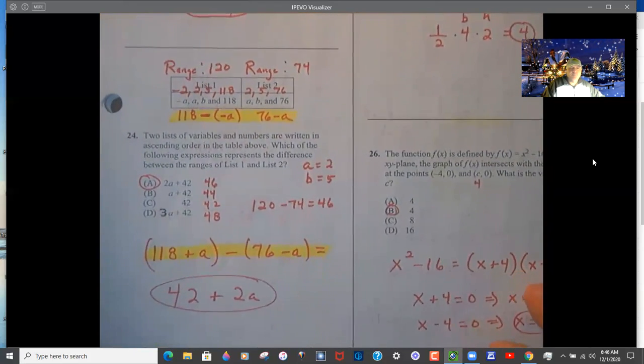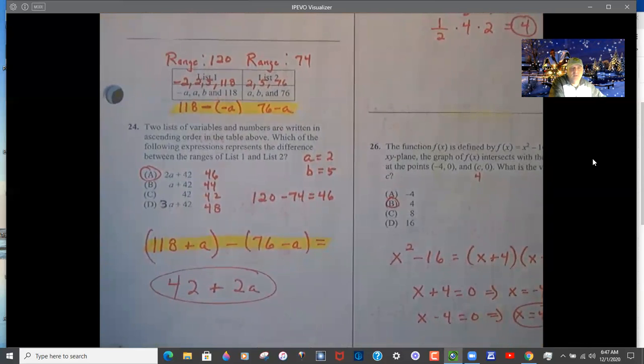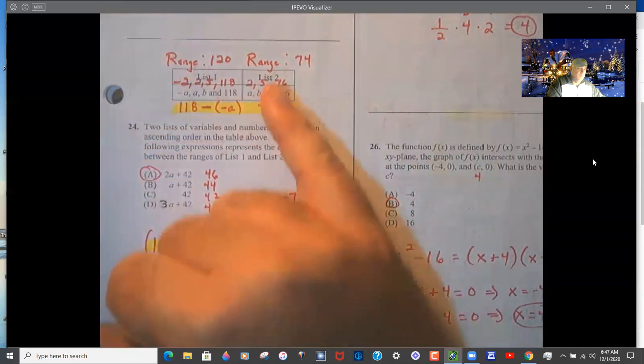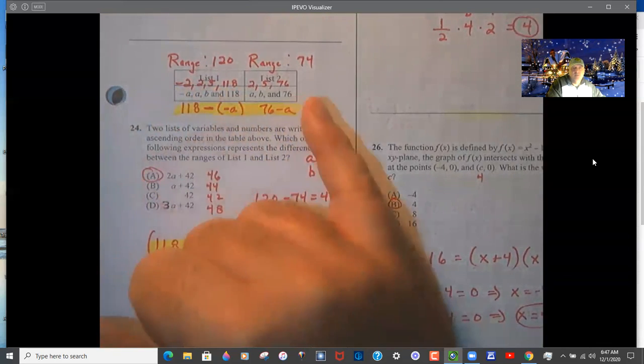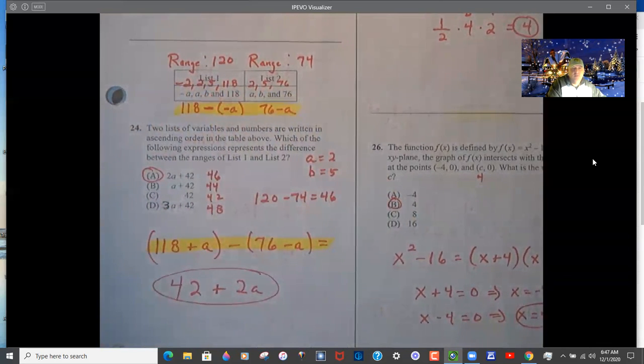Problem 24. There are a lot of different ways that you could approach this. You see the numbers game that I played here. You see the answer choices are variable expressions, so I just chose 2 and 5 for A and B, and I turned everything into a number. Which of the following represents the difference between the ranges of list 1 and list 2? In doing that, you have to figure out the greatest minus the least in each one, and then the difference in those ranges.